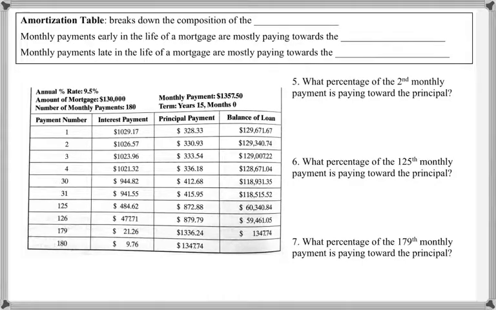The next part of the section is on amortization tables. Now, an amortization table breaks down the composition of the monthly payment. So, monthly payments early in the life of a mortgage are mostly paying towards the interest. And monthly payments late in the life of a mortgage are mostly paying towards the principal.